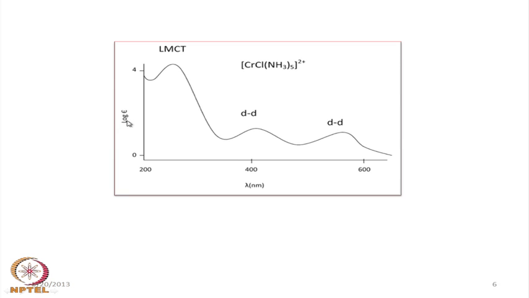Since it is on the log epsilon scale, we will find that the corresponding epsilon is in the range of 10 to the power 4 for the corresponding charge transfer transitions, which are highly intense compared to these d-d transitions. So, sometimes using the same solution we cannot observe the corresponding transitions both in this particular wavelength as well as this particular one which is close to 250 nanometer.